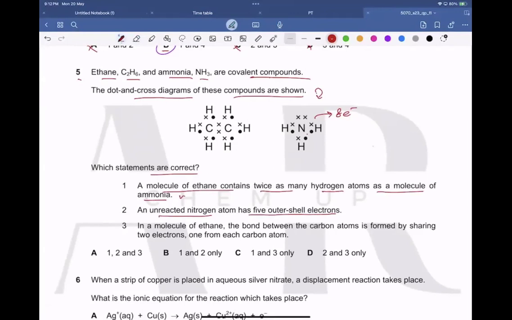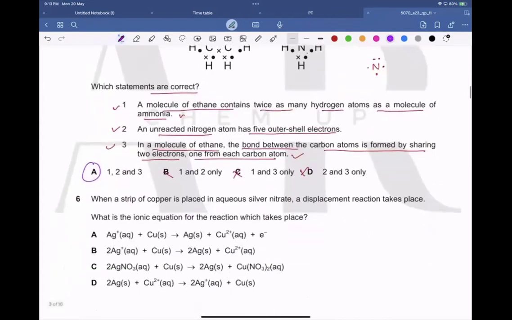In a molecule of ethane, the bond between carbon atoms is formed by the sharing of 2 electrons, one from each carbon atom. Yes, that is also correct. So all 3 statements are correct. So it means B, C, and D go wrong, and A is the correct answer. No, the second is not wrong. I think they were talking about the nitrogen in the ammonia. That's why I said it's wrong.